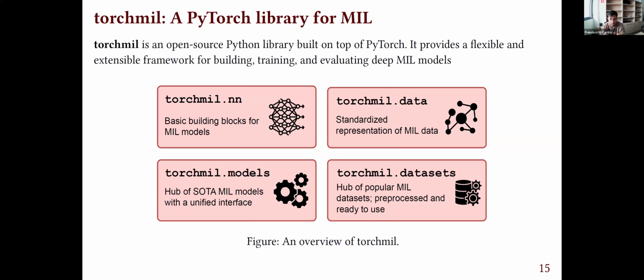Then we have a hub of models. These are models that have been proposed in the literature, and we have them in torchmil. We don't have them all, but we have a nice amount of models. I think today we have like 16 or something like that, I don't remember exactly. Then we have a data part, which collects some tools and mechanisms to work with multiple instance learning data. And then we have a hub of popular data sets that are ready to use. These are data sets that are usually used in papers to evaluate multiple instance learning models.